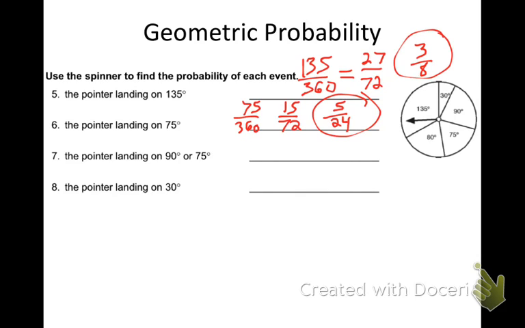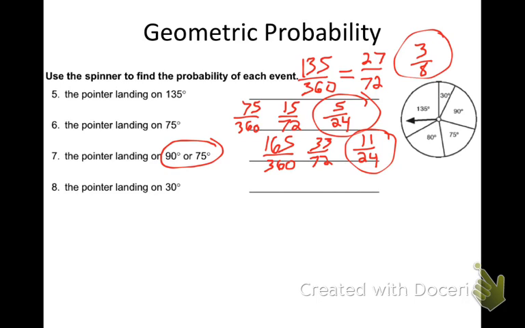Number 7. The point landing on 90 or 75. Well, what do you do with the or a lot of times? You're going to add them. So 90 or 75, and I add them, I get 165 out of 360. Then I simplify that. Divide them both by 5. What's 165 divided by 5? I get 33 over 72. And then I can divide those both again by 3, and I end up with 11 out of 24. Nice job.